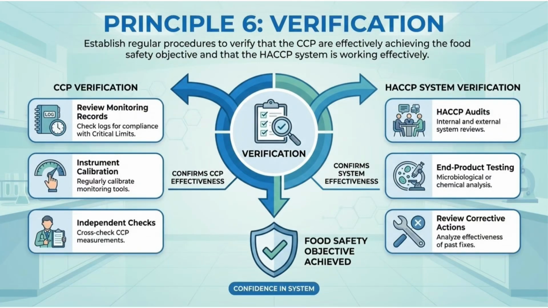Principle 6 is verification. This involves regular procedures to confirm that the CCPs are achieving the food safety objective and that the entire HACCP system is working effectively. Verification includes reviewing records, instrument calibration, and HACCP system audits.